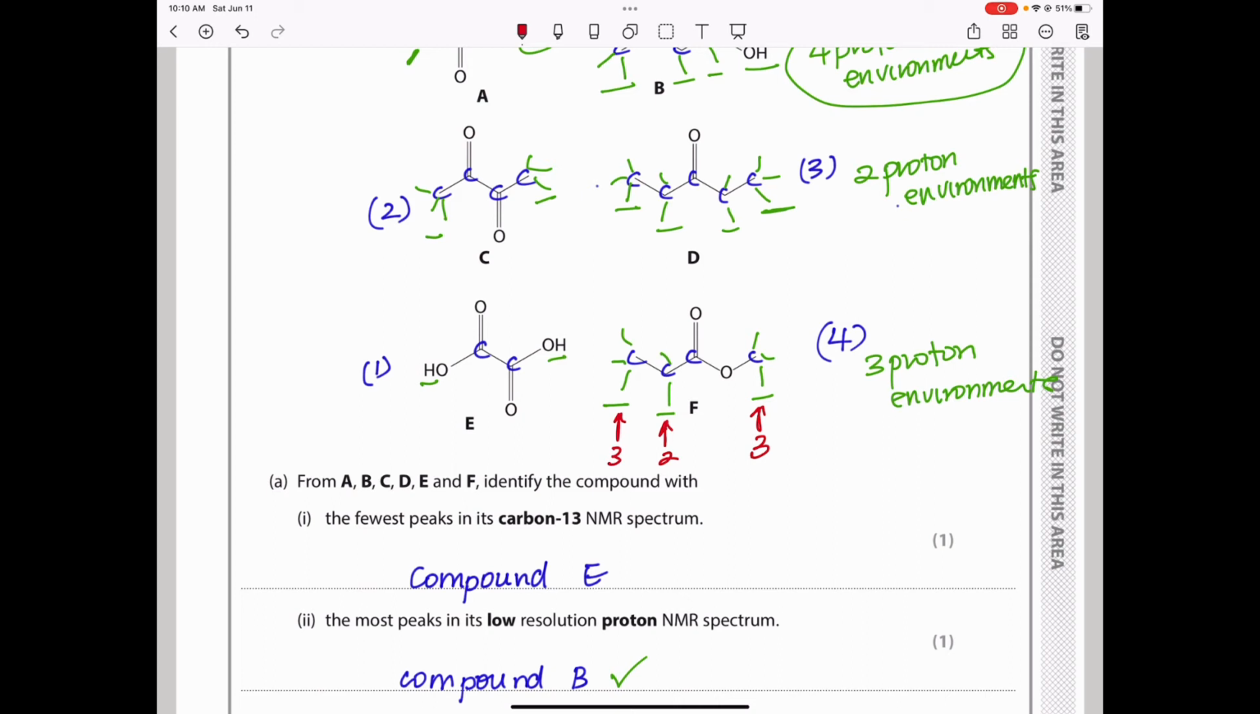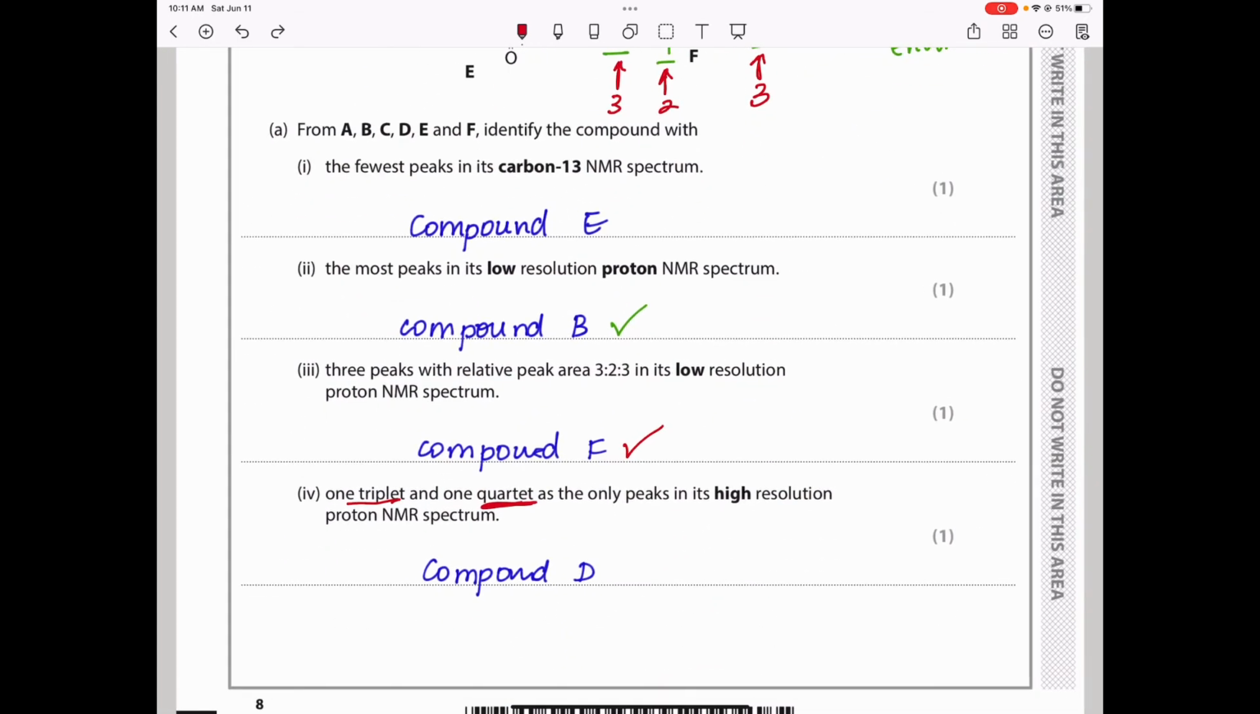Let's see. We have that, which is identical to that, and in this environment we have 3 peaks. However, this environment is closer to one environment with 2 peaks, so this is going to be a triplet. However, this environment here is closer to 3 peaks, and therefore it's going to be a quartet. This environment and that are both quartet, while this and that are both what we call triplet. So it ends up being compound D, being the answer here.